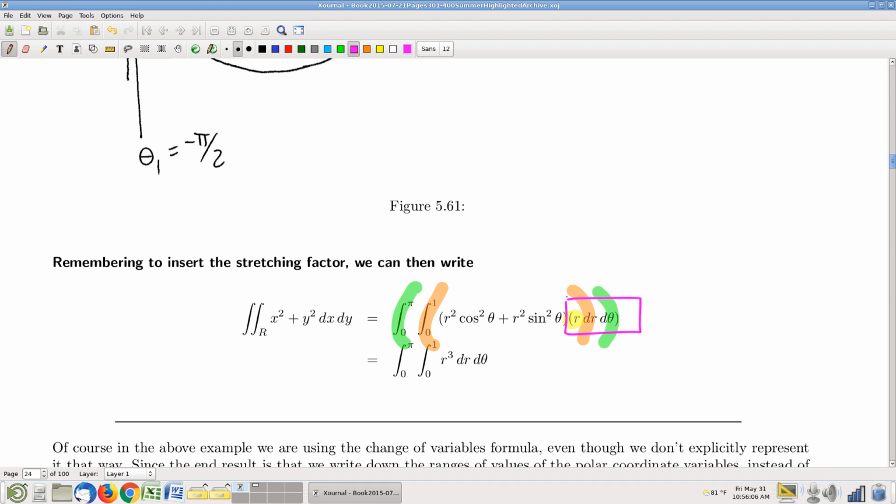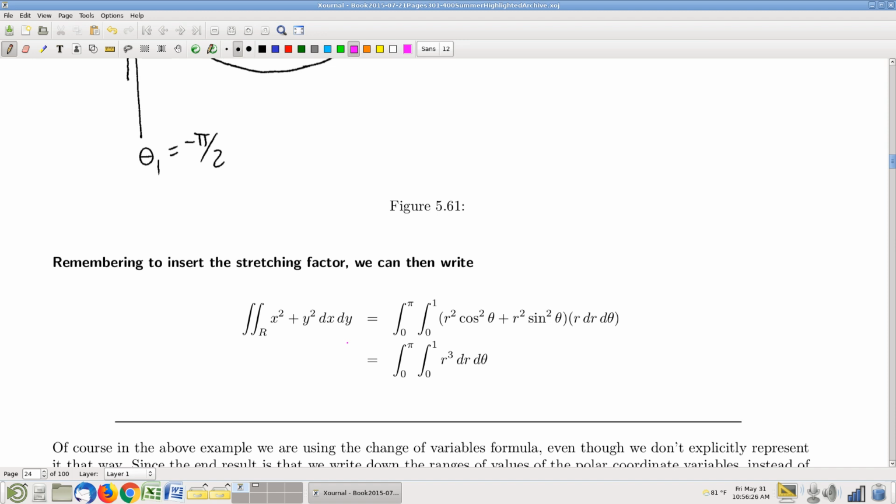Can dr and d theta be switched? That's a great question. You can do that. It's very rare that it's helpful, and it's almost always the case that it's counterproductive. So the good news is it's almost always the case that you want to do dr d theta.